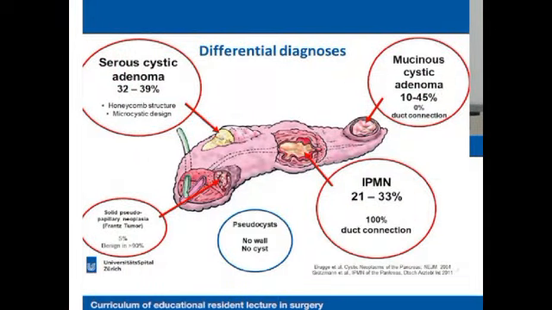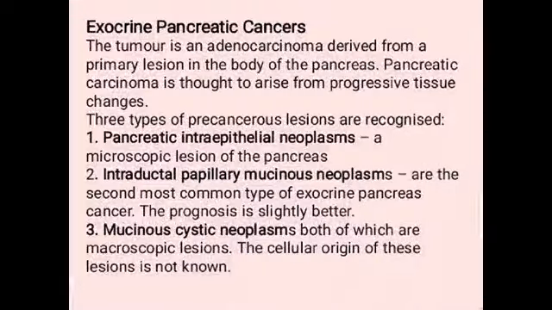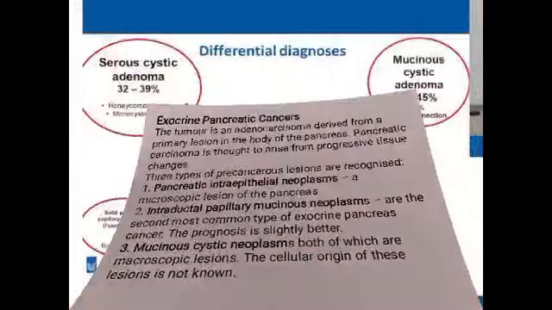So this is what we have been talking about. These are the differential diagnoses, or rather the types of carcinomas that we have been talking about, exocrine carcinomas. So we can see the serous cystic adenoma. This is the same as this type of carcinoma that we talked about, being the intraductal, no, not this one, but rather the mucinous cystic neoplasm. This is what we are saying.